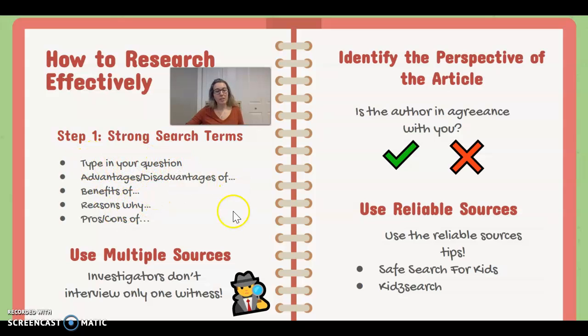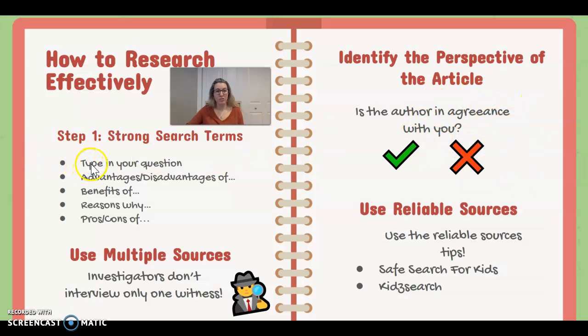You could also type in your question and say, should kids play sports? However, remember, if you're typing in that question, you're going to get results arguing both sides. So since you phrase it like a question and you didn't give your specific point of view, you will get articles that say yes and no. So that will have to do with identifying the perspective of the article. You'll need to figure out if the author is agreeing with you or not.